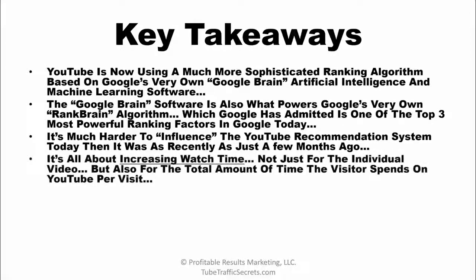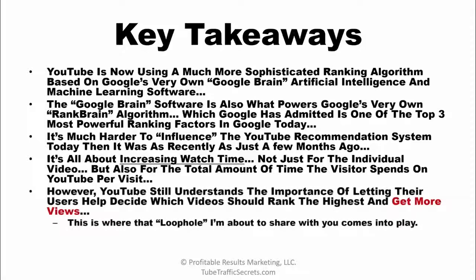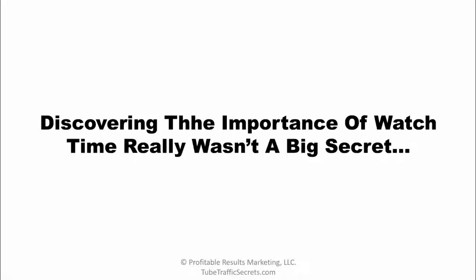And it's all about increasing watch time, not just the individual video's watch time, but also the total amount of time the visitor spends on YouTube per visit watching videos. That's what their objectives are. However, YouTube still understands the importance of letting their users help decide which videos should rank the highest and get more views, especially the new videos being uploaded every single second. So they aren't relying 100% on their new algorithm quite yet. And that's where the loophole comes into play.